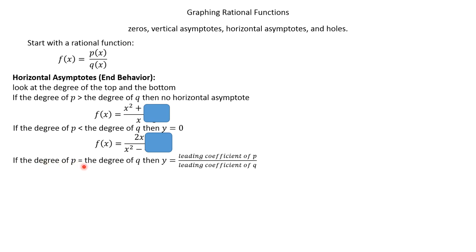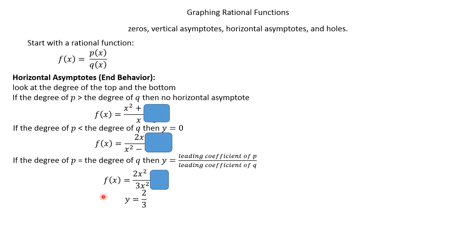If the degree of P equals the degree of Q, then we actually look for the leading coefficients of both the top and the bottom. So if we have something like 2x squared minus 3x over 3x squared plus 5, as the x squareds get really, really big, these guys get really big. These guys don't, so they don't matter. So we have 2x squared over 3x squared. The x squareds cancel. We're left with y equals 2/3. And so we have a horizontal line at y equals 2/3.